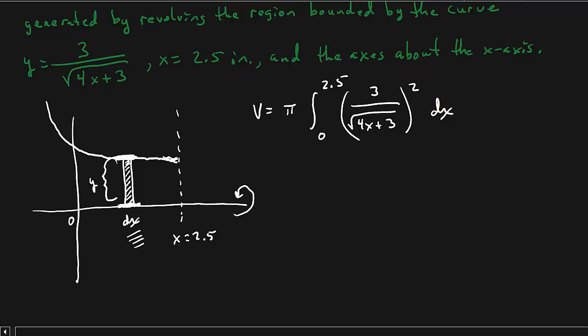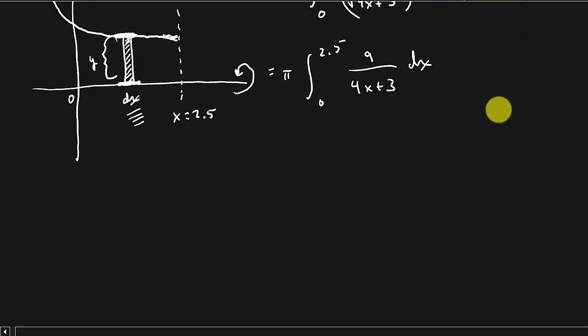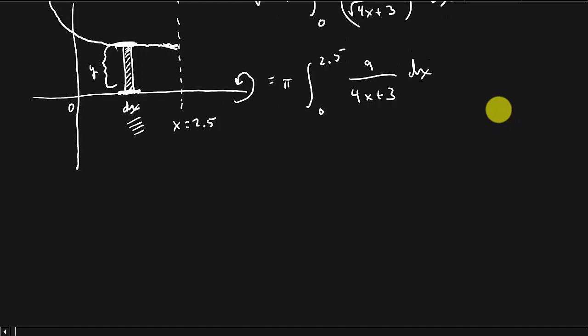All right, so there we go. We've got that set up, and I know I didn't explain it like I did in the previous video, but you're supposed to already know how to set this up. Okay, and so this is equal to pi integral from 0 to 2.5 of 9 over 4x plus 3 dx. All right. And now we need to integrate this thing.